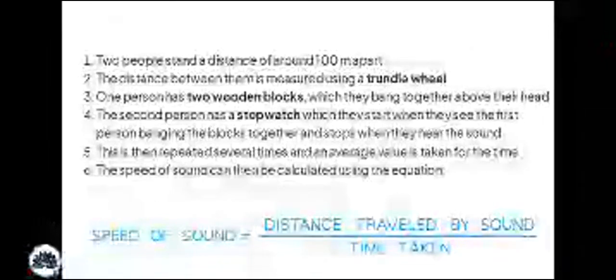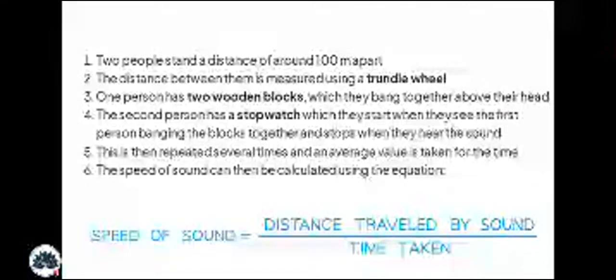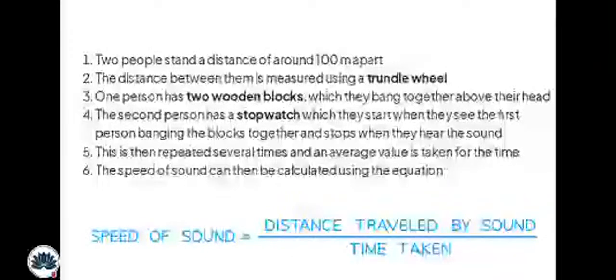The distance between them is measured using a trundle wheel. One person has two wooden blocks which they bang together above their head, as you can see here. The second person has a stopwatch which they start when they see the first person banging the blocks together and stop when they hear the sound. This is then repeated several times and an average value is taken for the time. The speed of sound can then be calculated using the equation: speed of sound is equal to distance traveled by sound upon time taken.